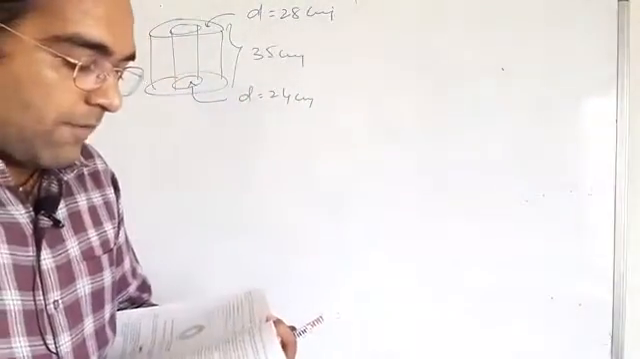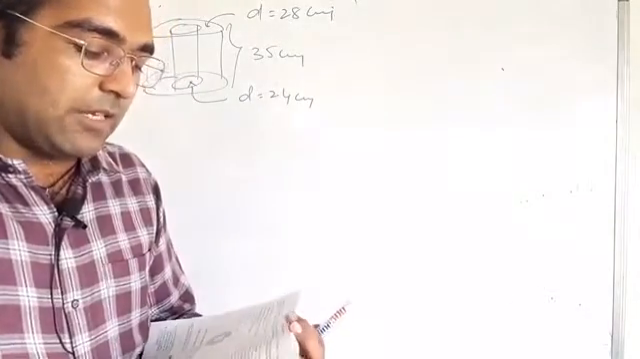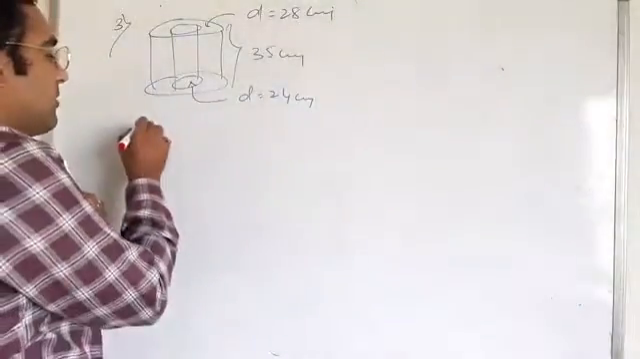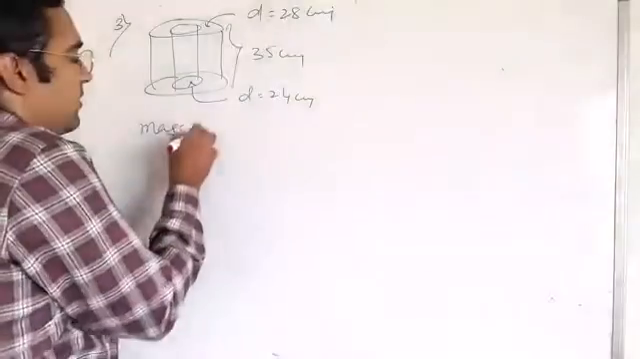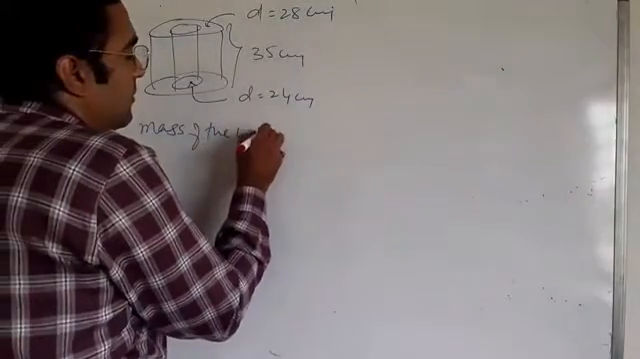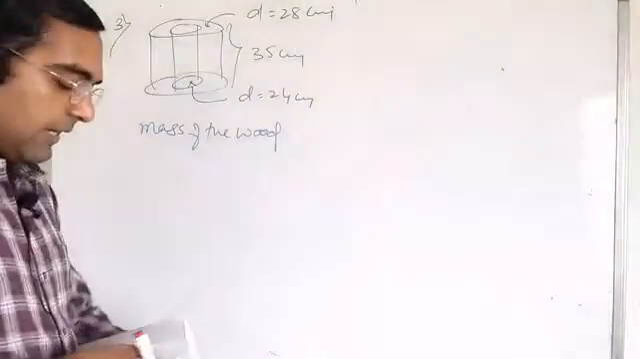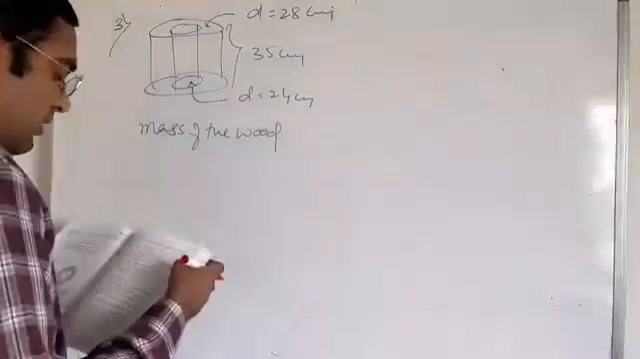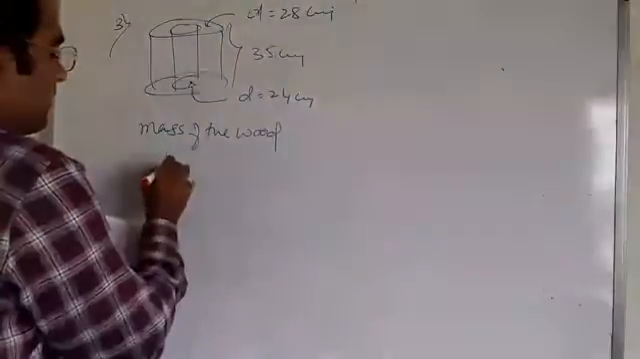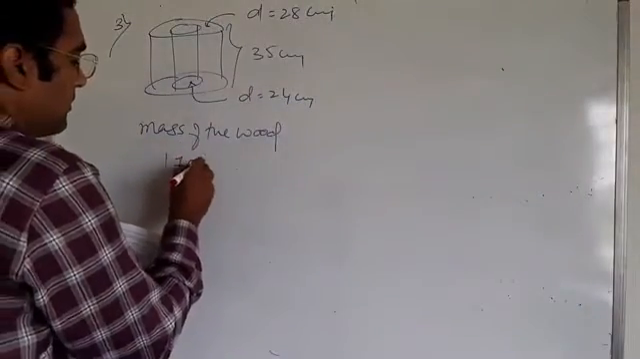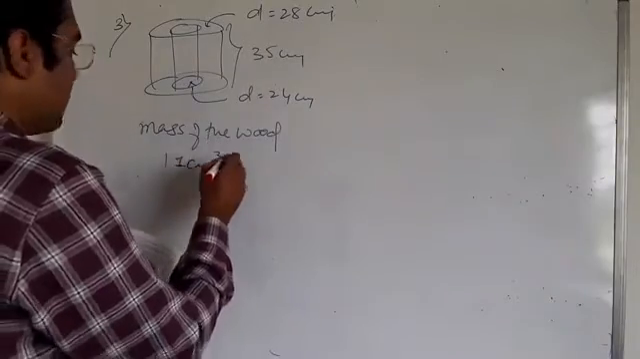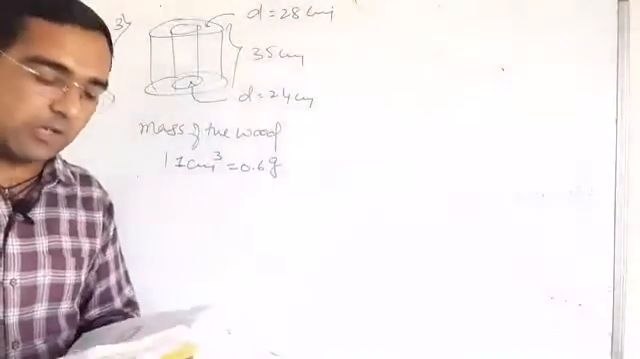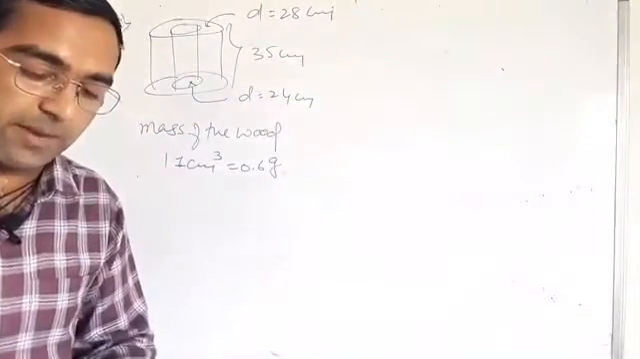Find the mass of the pipe if 1 centimeter cube of wood has mass 0.6 gram. You have to find the mass of the wood. It is given that 1 centimeter cube is equal to 0.6 gram.